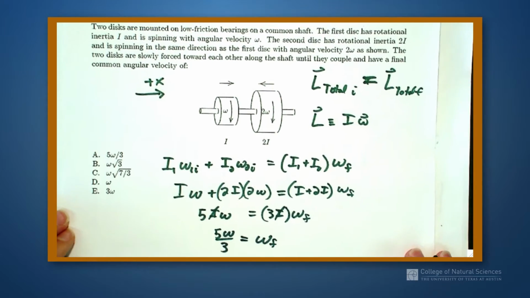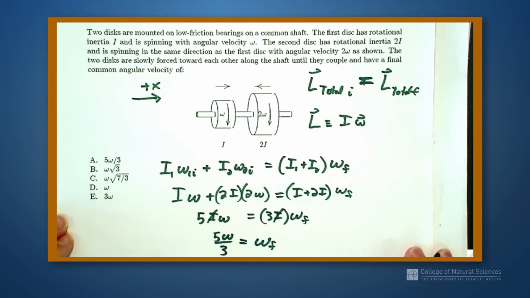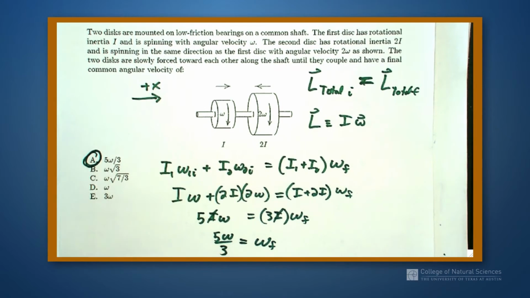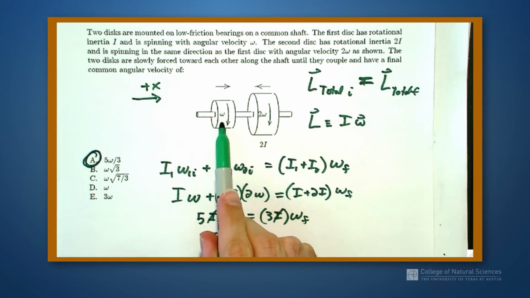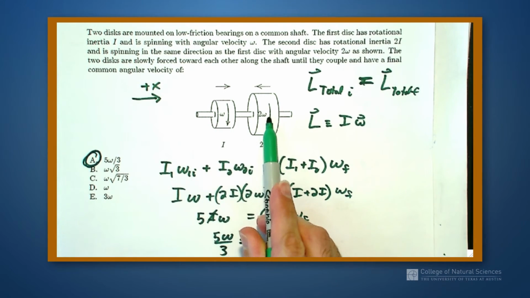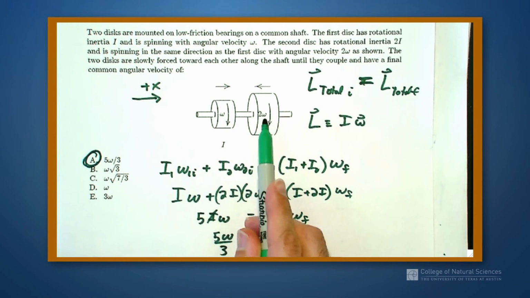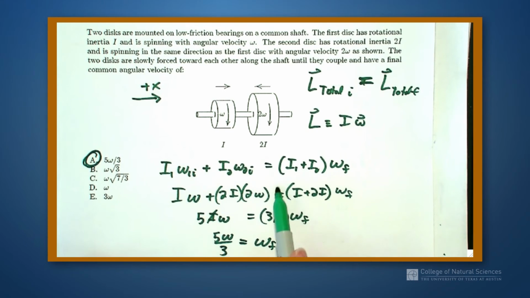So when I get to the very end, I see answer choice A is the right answer. I omega, 2I, 2 omega, when they stick together, they combine their total moment of inertia, and they get a final omega for this.